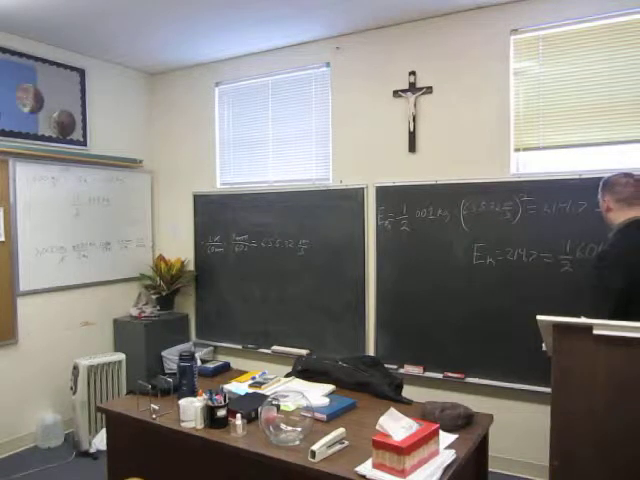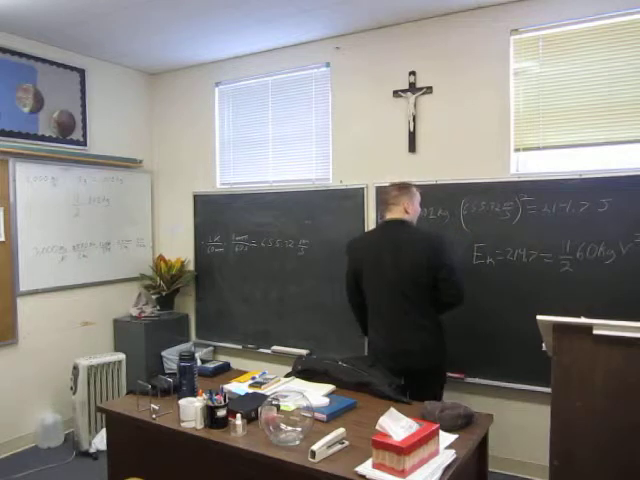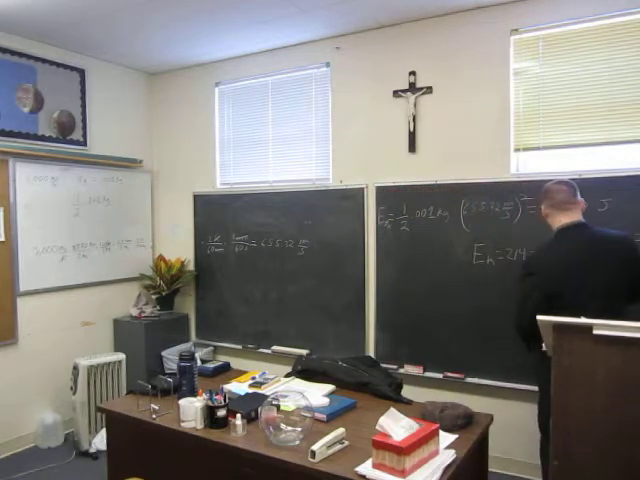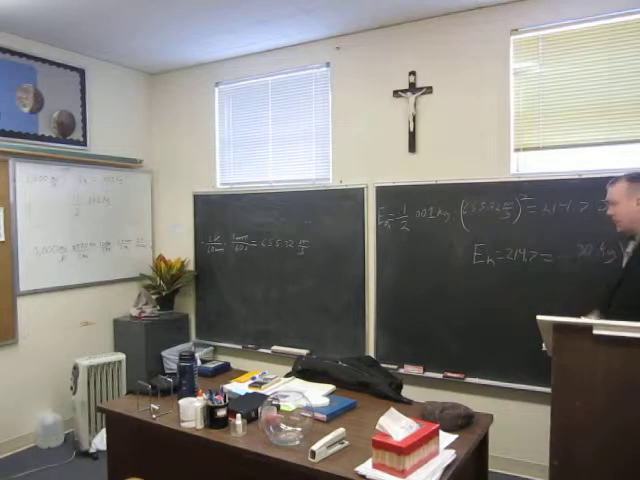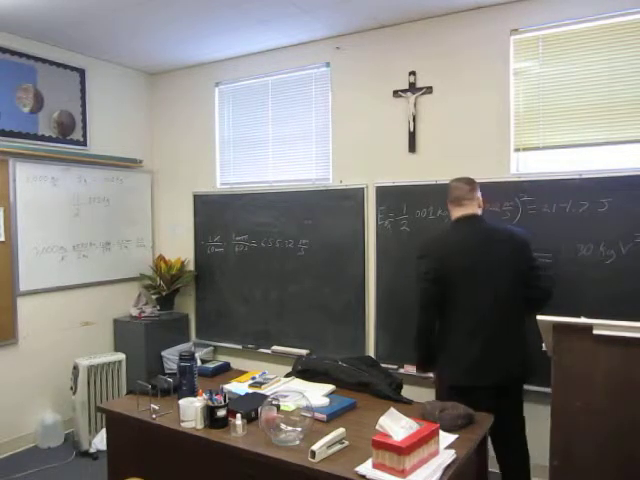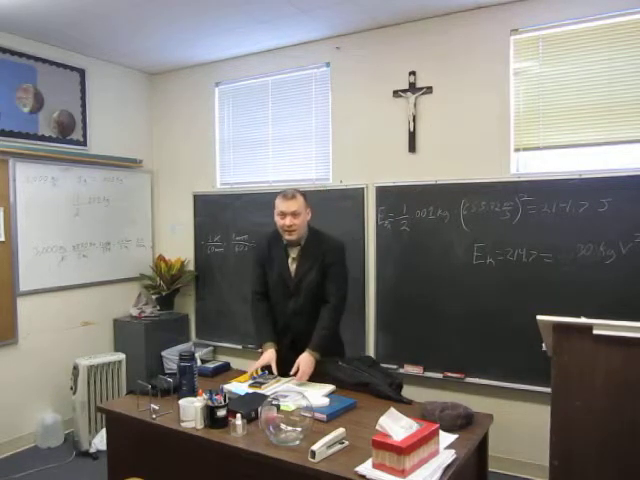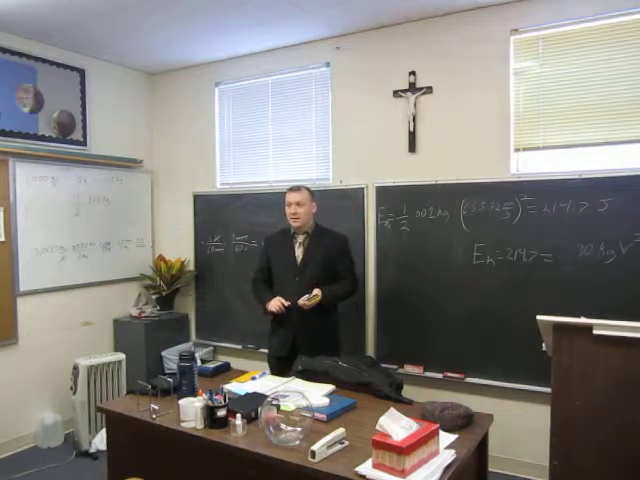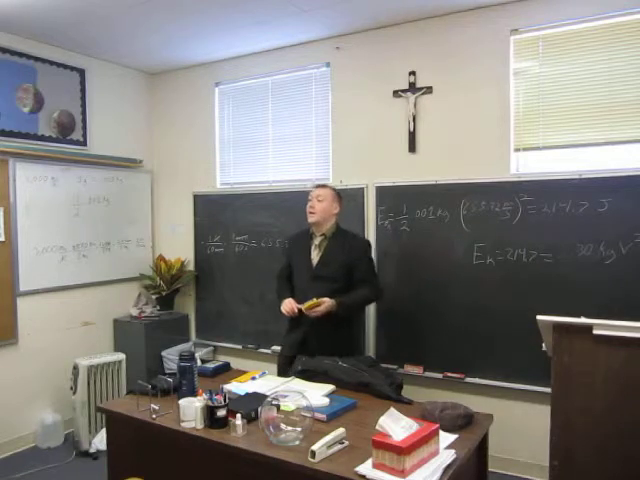Then we have velocity squared, and that's what we want to know, right? The 1/2 times 60 is just 30 kilograms, because the two doesn't have units. So 214.7 divided by 30. The 30 isn't squared; it's the velocity that's squared. That's what we're going to find out.